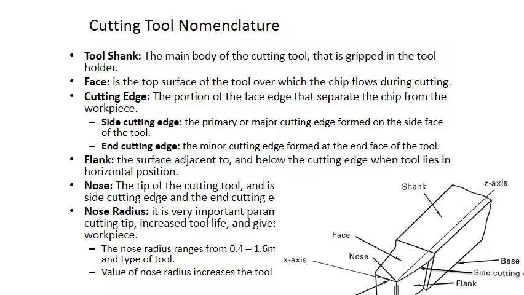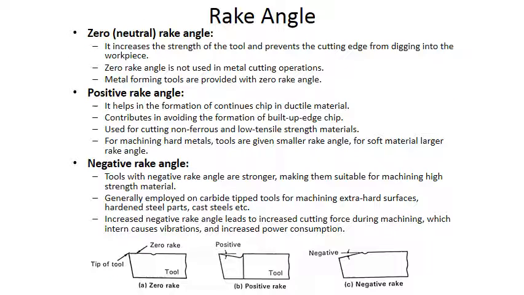So next one, you can go for this: tool shank, face, cutting edge. One is rake angle. There are three important rake angles: zero, positive and negative. So first is zero.